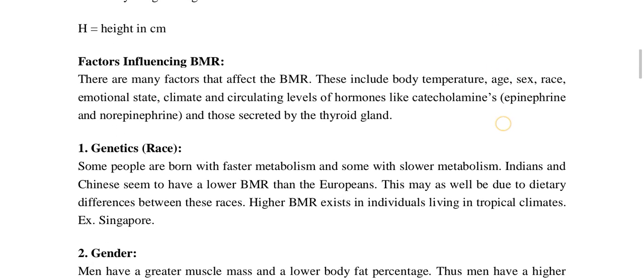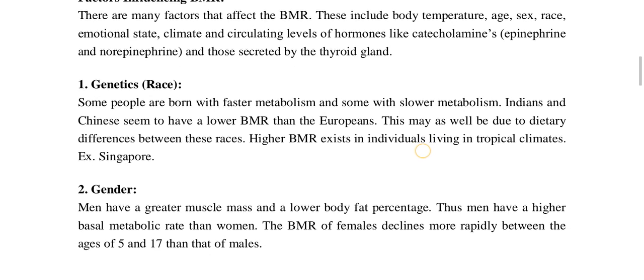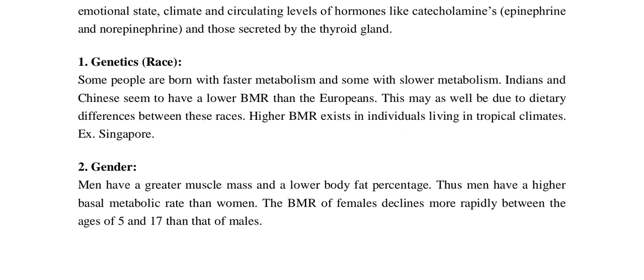Factors influencing BMR. There are many factors that affect the BMR. These include body temperature, age, sex, race, emotional state, climate, and circulating levels of hormones like catecholamines or epinephrine and norepinephrine, and those secreted by the thyroid gland. And genetics or race. Some people are born with fast metabolism and some with slower metabolism. Indians and Chinese seem to have a lower BMR than the Europeans.